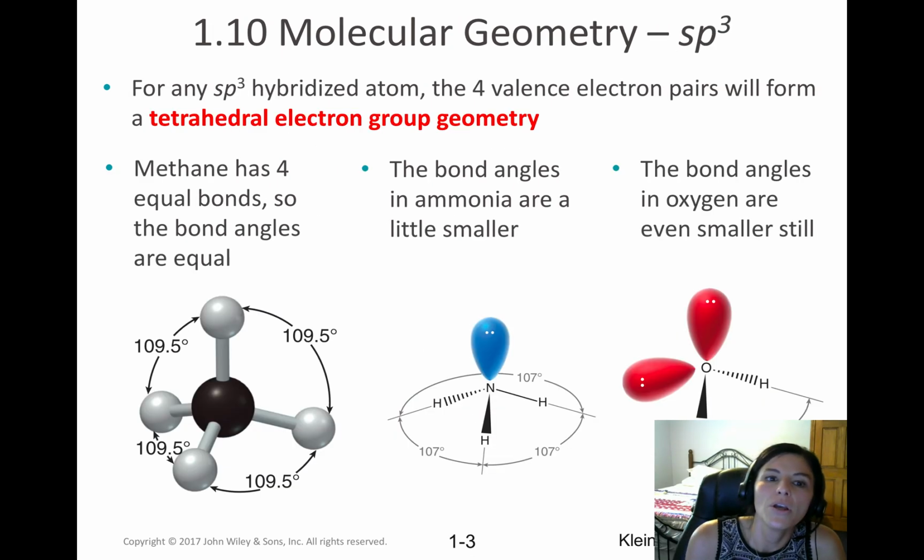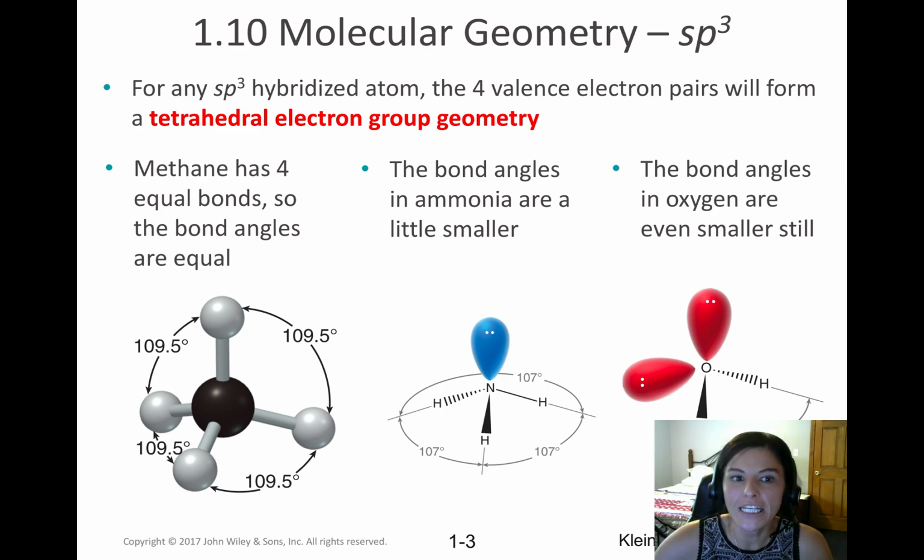All right. For any sp3 hybridized atom, the 4 valence electron pairs will form a tetrahedral electron group geometry, okay? Methane has 4 equal bonds, so the bond angles are all equal to each other, as we can see. They're all 109.5 degrees. Now, the bond angles in ammonia are a little bit smaller, and this is because it doesn't actually have 4 bonds.